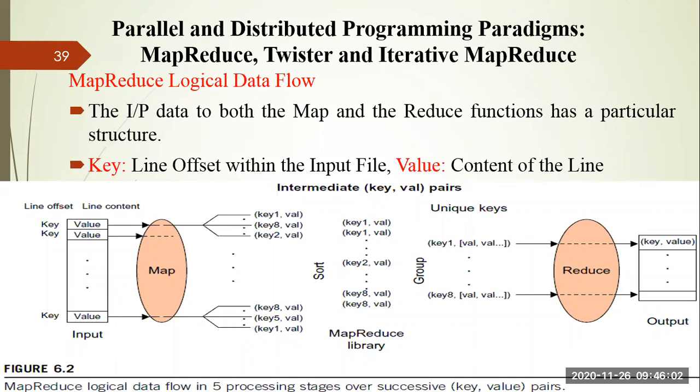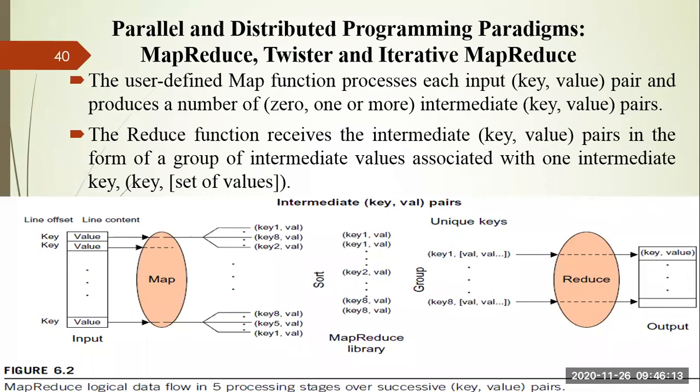Another is called sorting and grouping. And everywhere you are maintaining a key value pair. Sometimes you are maintaining a list, or sometimes you are taking a key value pair. So here, if you see, the user-defined map function processes each input. Each input is in the form of a key and value pair, and produces a number of either 0, 1, or more. How many times it is repeated? That is nothing but the intermediate key value pair.